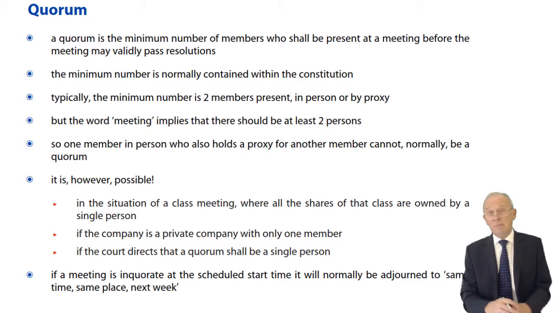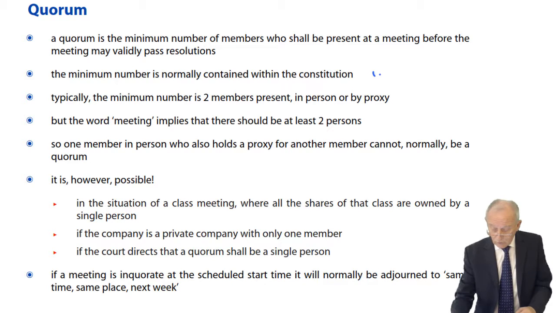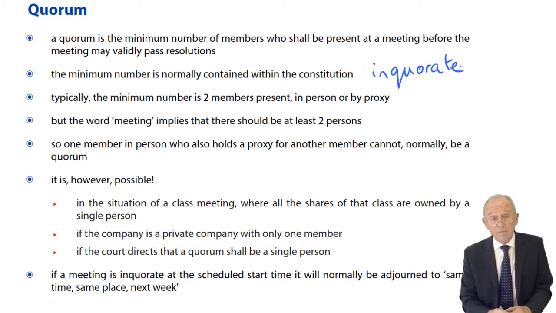And it's the minimum number that have to be in attendance at the general meeting in order that the business of that meeting can be validly transacted. And if a company does not have a quorum, then it is called inquorate. It doesn't have a quorum.